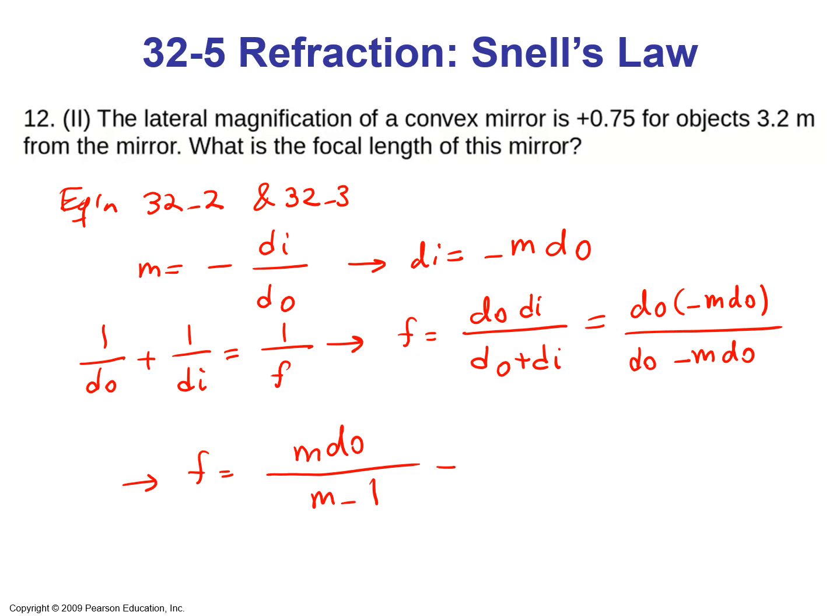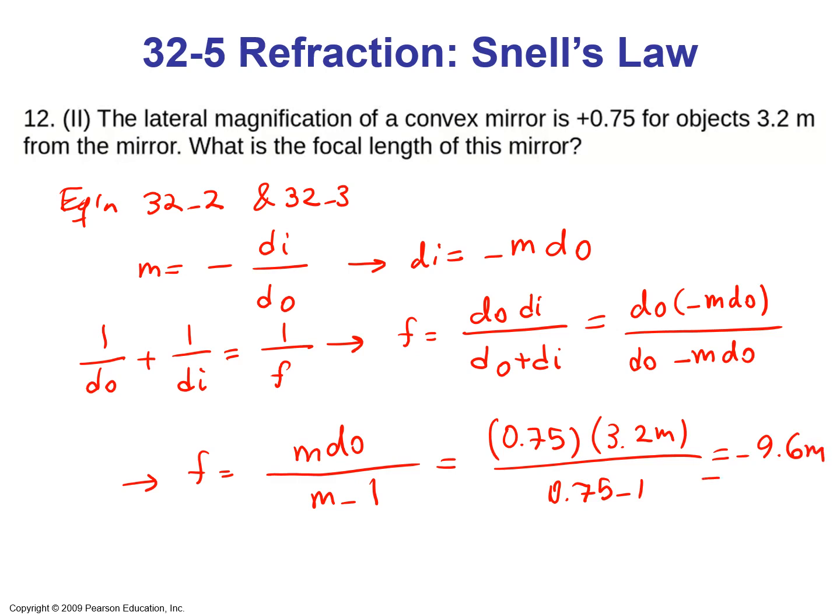Let's plug in the numbers. We have magnification of 0.75 multiplied by 3.2 meters divided by 0.75 minus 1, and that gives us minus 9.6 meters. This is the focal length of the convex mirror.